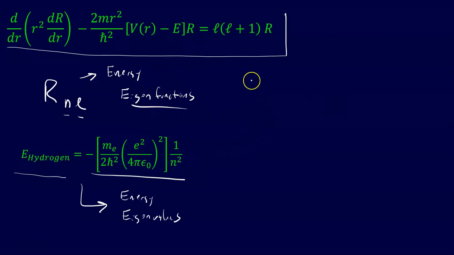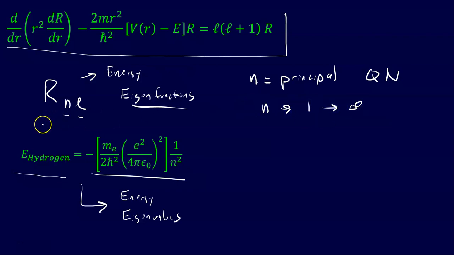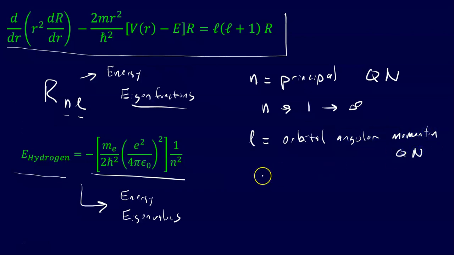So again, we have three quantum numbers. n is our principal quantum number, and n goes from 1 to infinity. So there will be an infinite number of these radial solutions and an infinite number of these energies. L, we'll get more into this next time, is our orbital angular momentum quantum number, and L can go from 0 by integer values up until n-1.